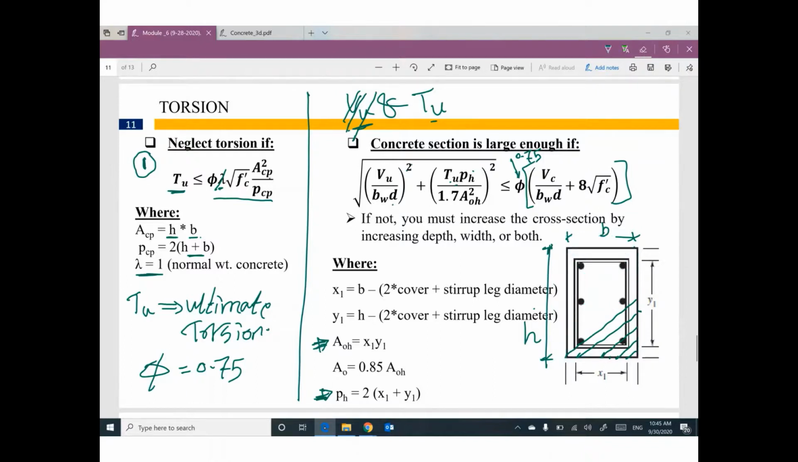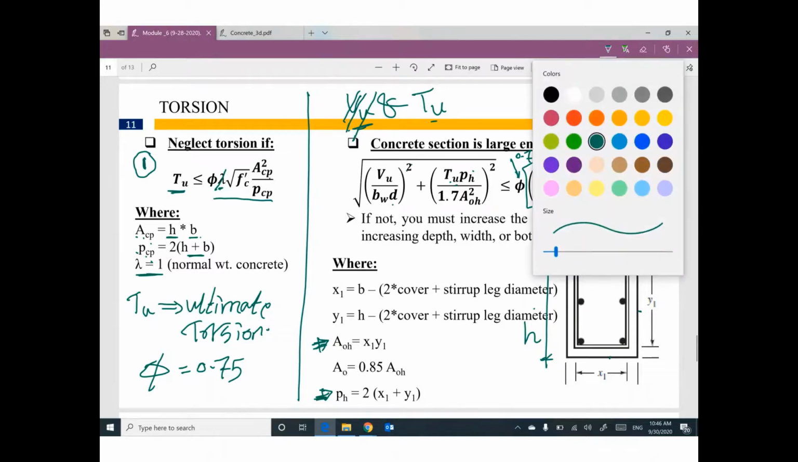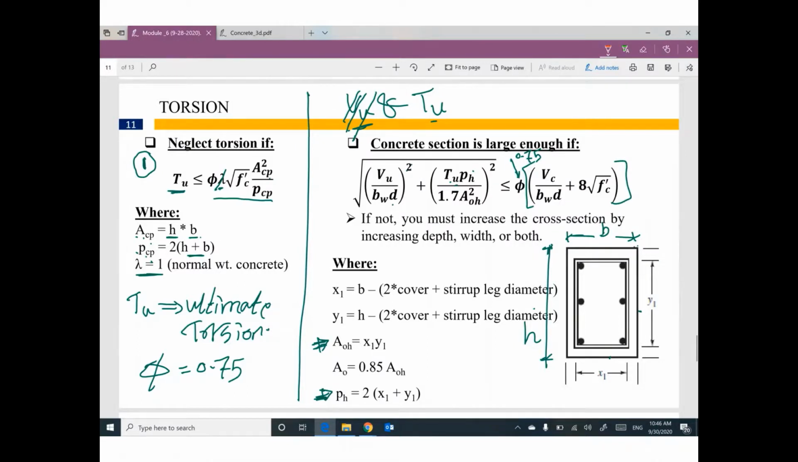Just to give you a hint. Guys, we have here area Acp, Pcp. You are talking about the whole cross section for area or perimeter. But in the second case, we are talking about something different. Can you watch, I'm drawing a line at the center line of the stirrups. At the center line of the stirrups.